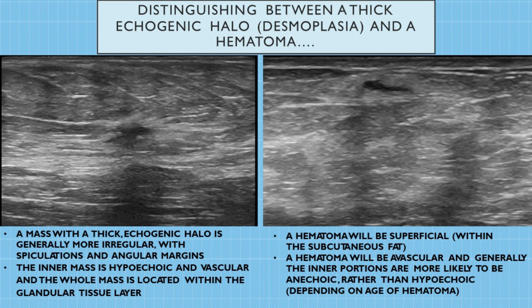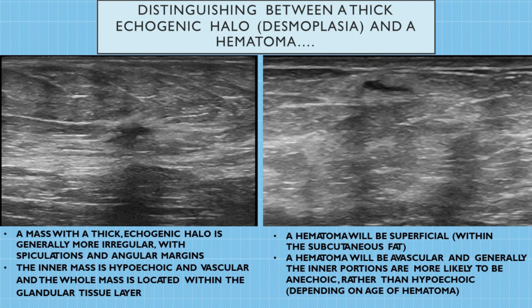glandular tissue layer. Clue number two, if you see an anechoic space within a mass, most likely this is going to be a hematoma, although this can vary depending on the age of the hematoma, where a mass with a thick echogenic halo more than likely has an irregularly shaped hypoechoic area within that thick desmoplastic reaction.